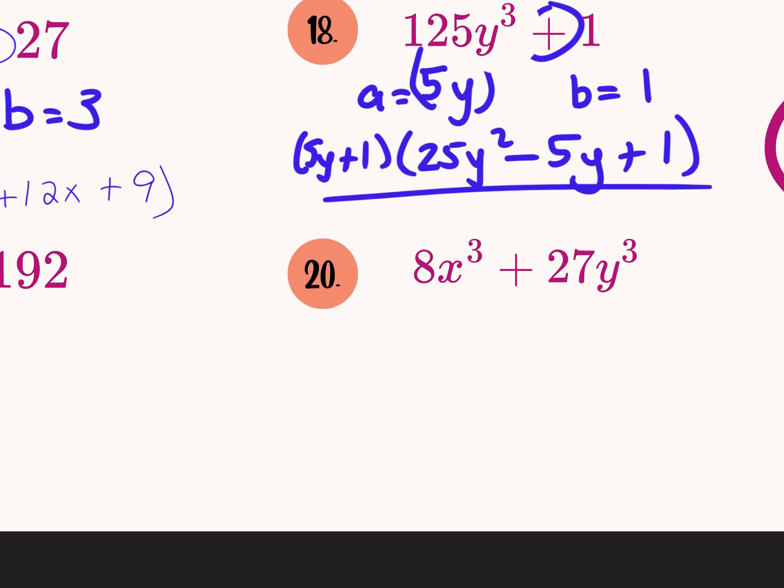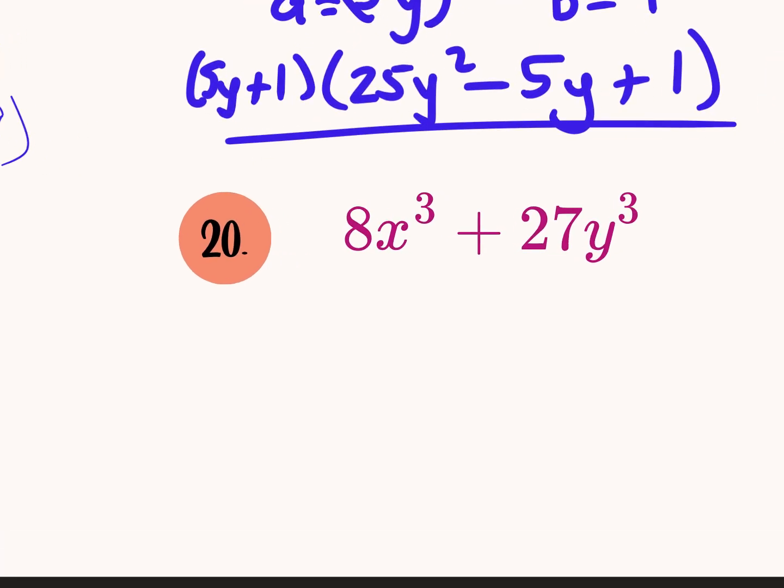Let's do 20, and then I'll go back to 19. GCF? I see what you're saying. Hang on one sec. But is there a GCF here, guys? No.